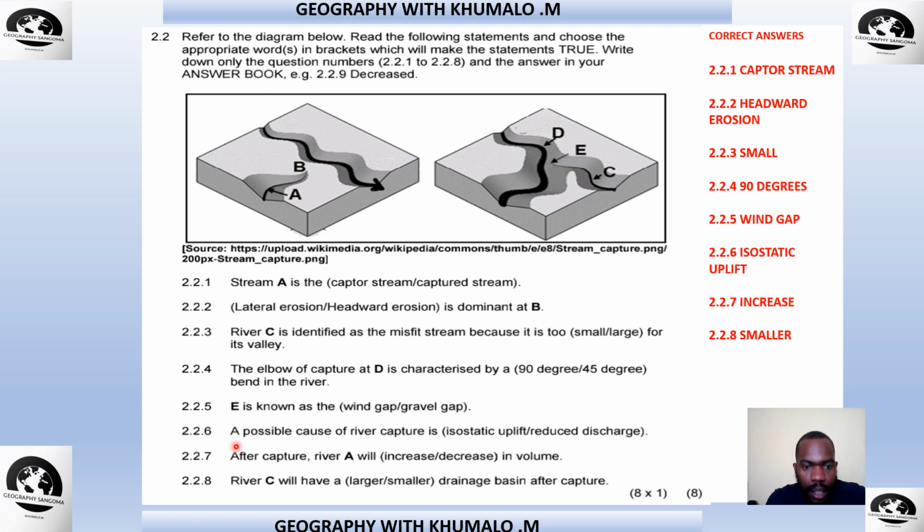A possible cause of river capture is the isostatic upliftment, not reduced discharge. If guys you didn't understand the isostatic upliftment, you were supposed to look at the reduced discharge. Remember, we can't say river capture takes place when there is reduced discharge. That will be wrong, because there is rejuvenation that is taking place that leads to stream piracy. So that makes that answer wrong and we are only left with isostatic uplift.